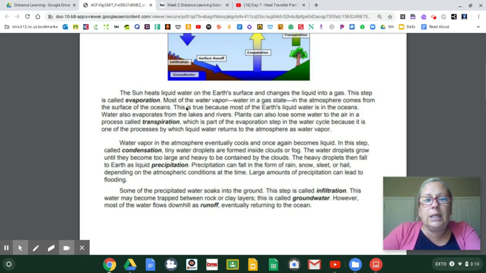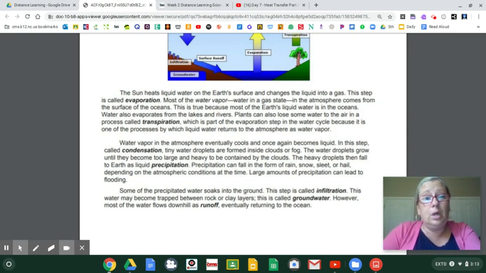The sun heats liquid water on the Earth's surface and changes the liquid into a gas. This step is called evaporation. Most of the water vapor, water in a gaseous state, in the atmosphere comes from the surface of the oceans. This is true because most of the Earth's liquid water is in the oceans. Water also evaporates from lakes and rivers. Plants can also lose some water to the air in a process called transpiration, which is a part of the evaporation step in the water cycle.